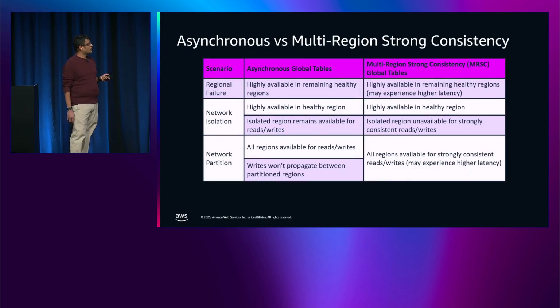Now, this is just to recap what the regional failures are and how these two tables differ. In case of a regional failure, both asynchronous global tables and MRSC global tables remain highly available in the remaining healthy regions. In case of a network isolation, asynchronous global tables are highly available in all the regions. Your reads are going to be eventual and may be stale, but writes will still be available. But in case of MRSC global tables, in the isolated region, reads and writes won't be available, but other regions will be highly available. Network partition, like I said, behaves slightly differently across both these global tables.